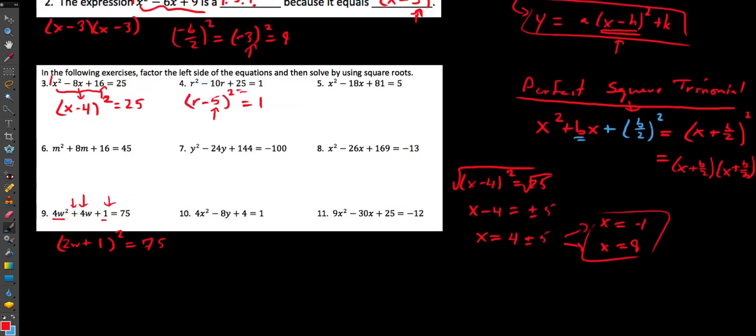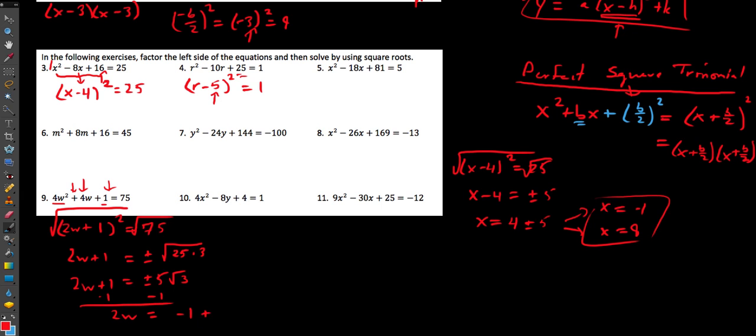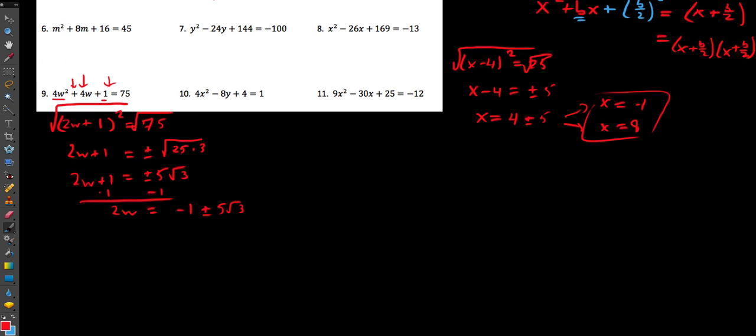So really quickly here, let's go ahead and take the square root of both sides. If we took the square root of the left, we're just going to get 2w plus 1. On the right side, I get plus or minus, and I'm going to write this as the square root of 25 times 3, because I know that the square root of 25 is 5. I get plus or minus 5 root 3. The only things that we have left to do here are to subtract the 1 over. We get negative 1 plus or minus 5 root 3, and then we would divide both sides by 2. So essentially we get w is negative 1 plus or minus 5 root 3 all over 2.